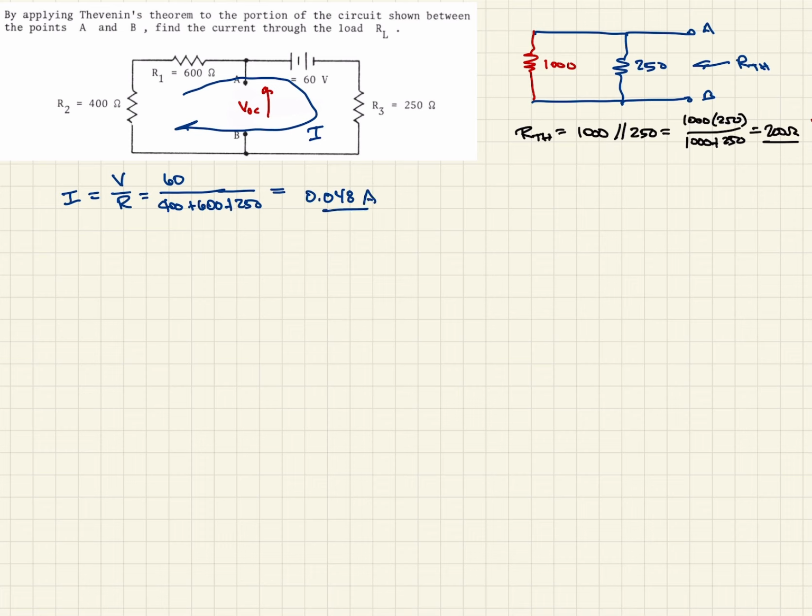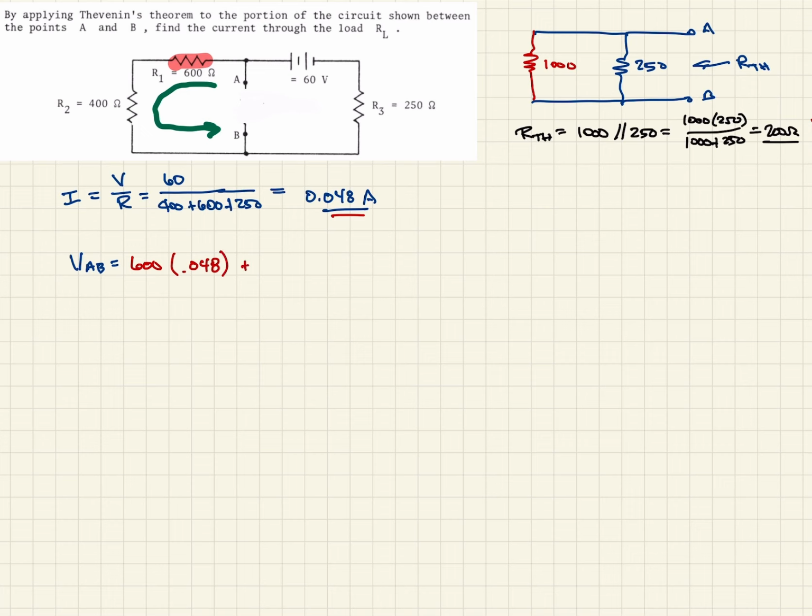So now our voltage from A to B, so that's going from A to B. So that means we're going to travel from here to this point. What voltages do we see? Well, we've got the voltage in this 600 ohm resistor here, and so we can write that then. That's going to be 600 ohms times the current, which we just calculated here, 0.048.